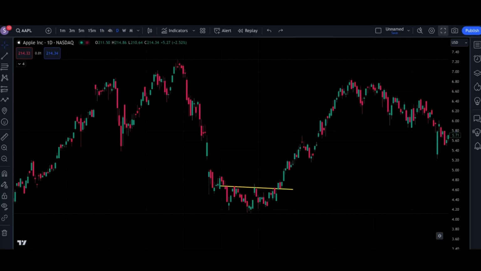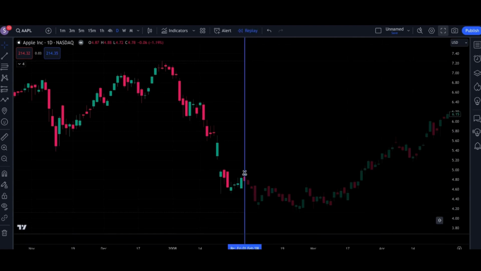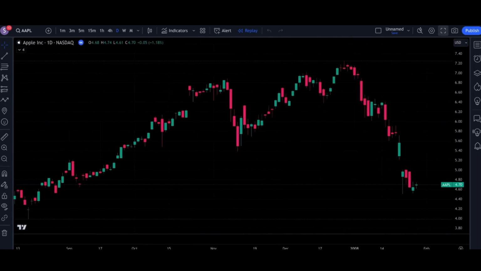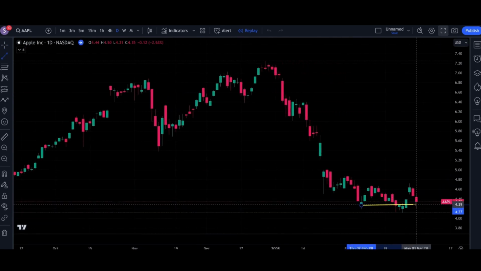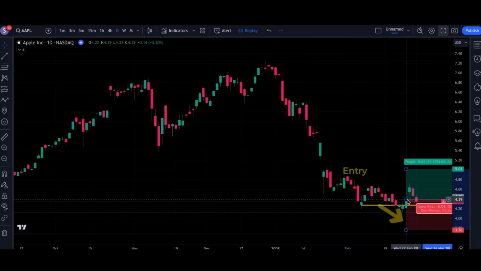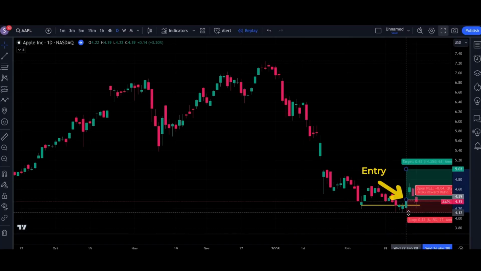Let's look at an example of inverse head and shoulder. Left shoulder, head, right shoulder, neckline. Let's zoom in and set the replay for back test. Downtrend continues making new lows. Here is a fake out, a possible trend reversal. I would enter a long position here, stop just below last swing low, targeting 2-to-1 P/L.